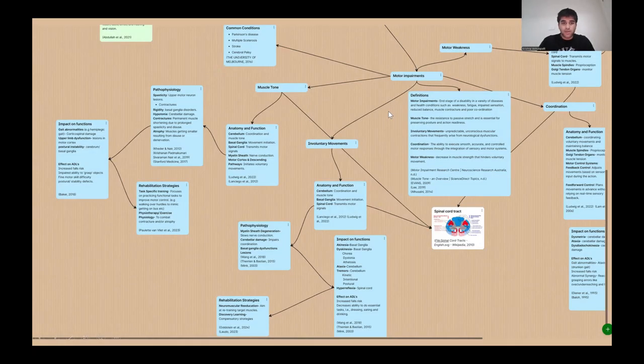Coming into motor impairments, first we have muscle tone. Muscle tone is the continuous passive tension in muscles that maintains posture and readiness, not strength, but resistance to stretch. Neurological conditions like stroke, Parkinson's, cerebral palsy, and spinal cord injury often disrupt this system.